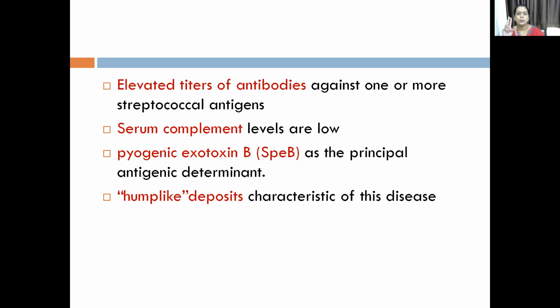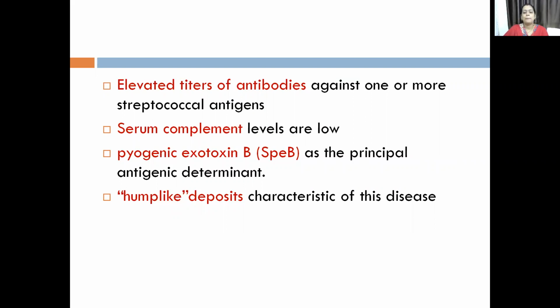The complements, why they are low? Because the complements get activated here in response to the injury which is caused, and then the complements get consumed, so there is consumption of the complements. Then because of that, the serum level of complement will be low, and there will be some complement deposition also taking place. So because of that, the complement levels are low. Pyogenic exotoxin B is usually the principal antigenic determinant in most of the cases, but not all the cases, right?